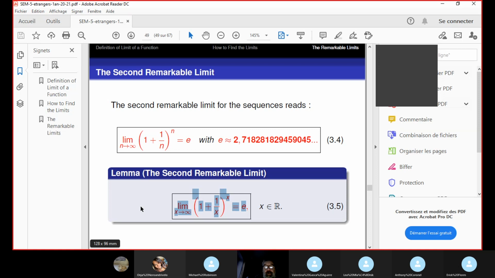In this formula, we do not specify the behavior of our x, because in this case x may go to plus infinity or minus infinity. So I write infinity without any sign. Do you know this from your lectures?